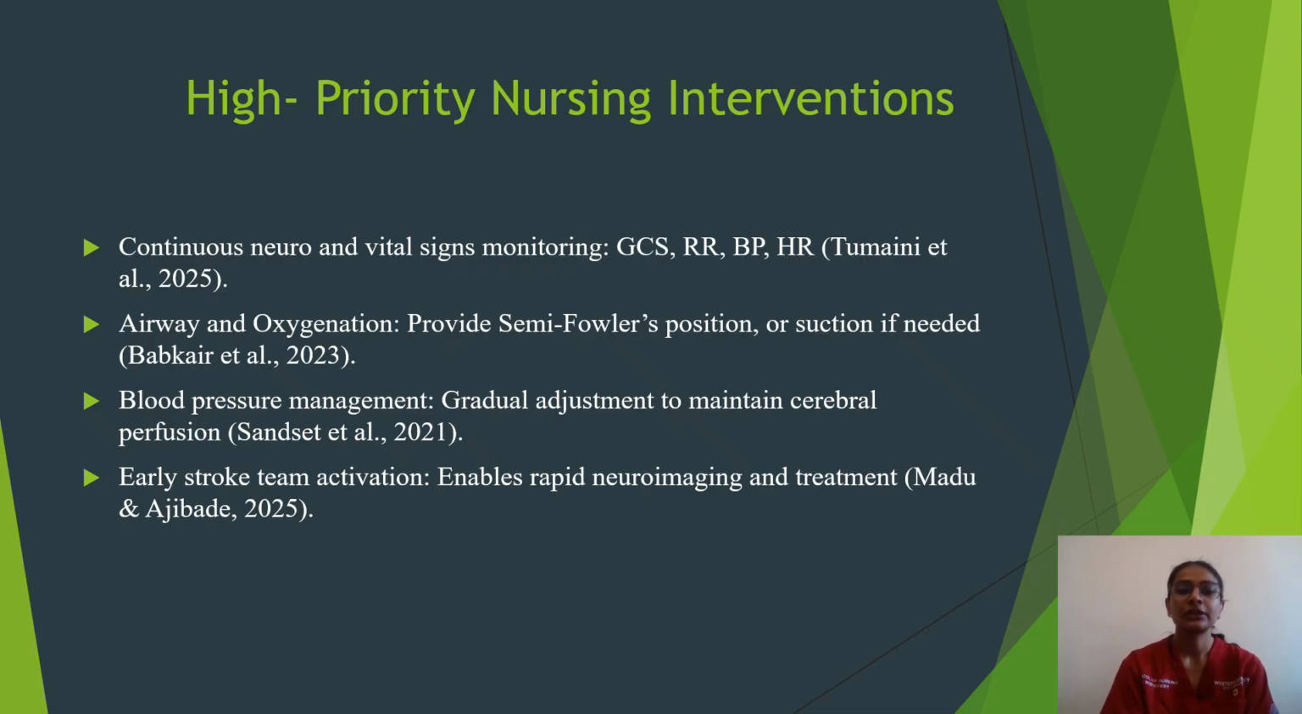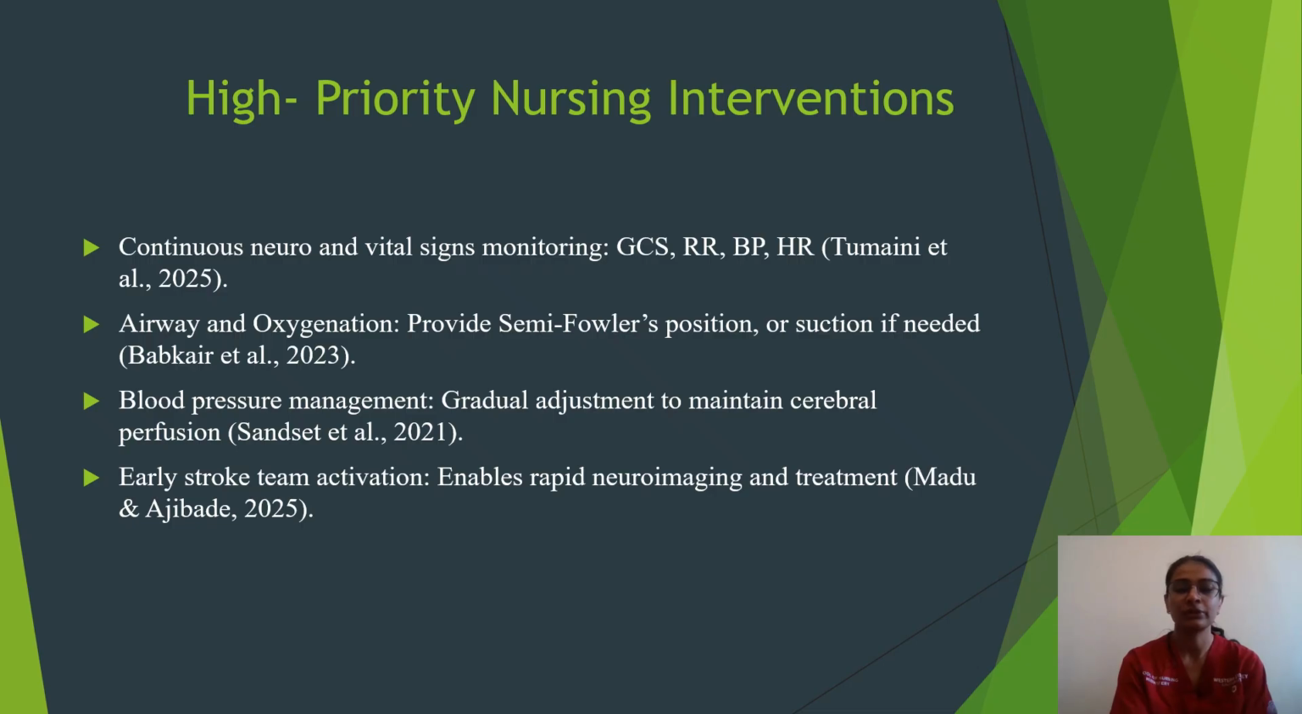First one is continuous neuro and vital signs monitoring, like Glasgow Coma Scale, respiratory rate, blood pressure, heart rate, Tomani et al. 2025. Airway and oxygenation: provide semi-Fowler position or suction if needed. Blood pressure management: gradual adjustment to maintain cerebral perfusion, Sunset et al. 2021. Early stroke team activation enables rapid neuroimaging and treatment.